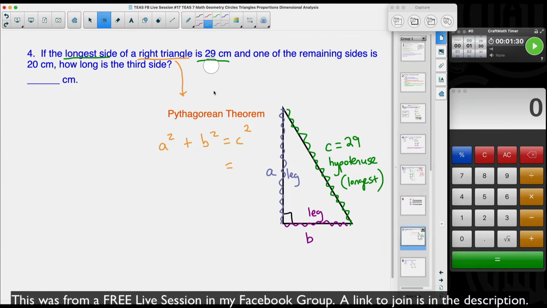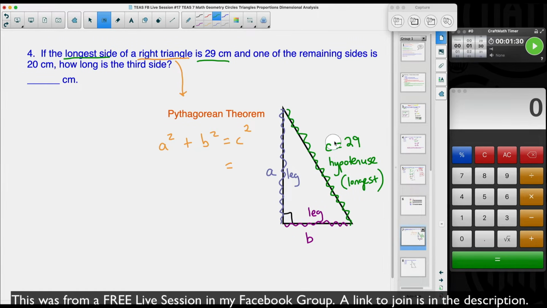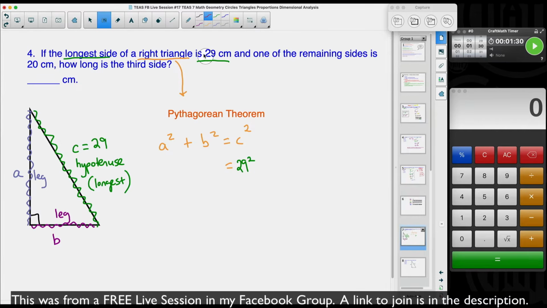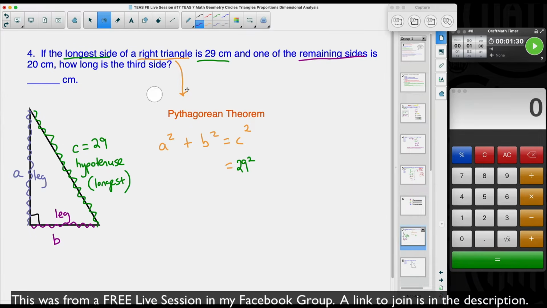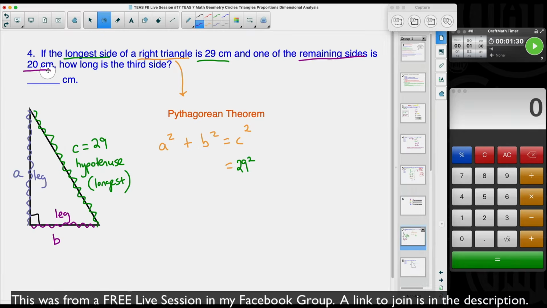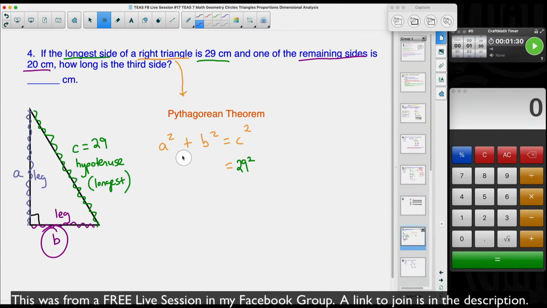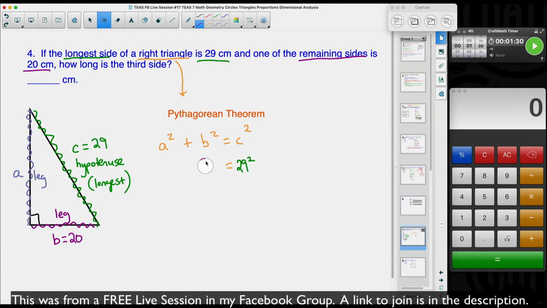So let me come to my formula. I'm going to take that 29, my longest side, which is C, and I'm going to take 29 squared. Now, longest side, 29, and one of the remaining sides is 20 centimeters. Don't stress about whether to let it be A or B. It doesn't matter. I underlined it in purple, and I got side B down here in purple. So I'm going to let that 20 be side B, and I'm going to put 20 squared for that B squared.